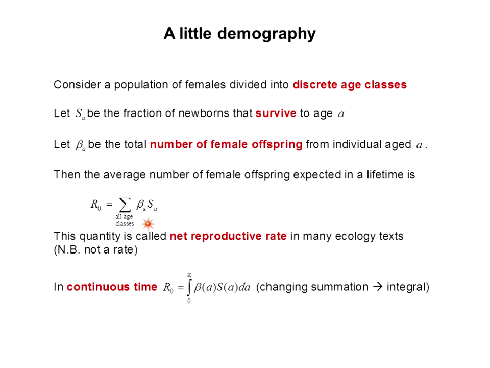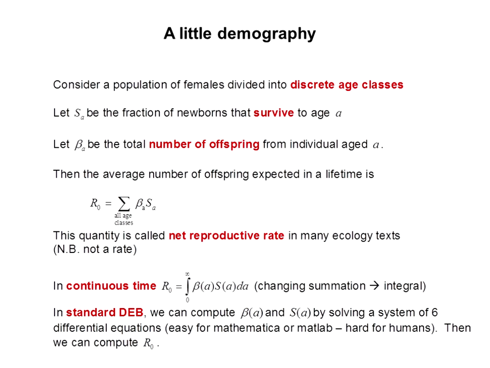DEB theory works in continuous time. We have used differential equations. All that happens is that with a slight redefinition of beta, we get an integral instead of a sum. So the quantity R0 is just the total. It's still the average number of offspring produced in a lifetime.